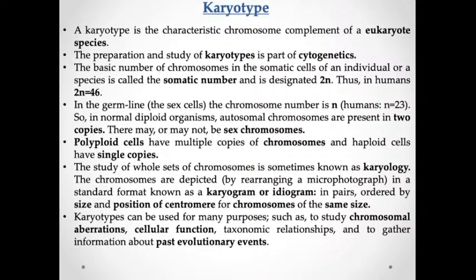So in normal diploid organisms, autosomal chromosomes are present in two copies and there may or may not be sex chromosomes. Polyploid cells have multiple copies of chromosomes and haploid cells have single copies. The study of the whole set of chromosomes is sometimes known as karyology. The chromosomes are depicted in a standard format known as a karyogram or ideogram, in pairs ordered by size and position of centromere for chromosomes of the same size. Karyotypes can be used for many purposes, such as to study chromosomal aberrations, cellular functions, taxonomic relationships, or to gather information about past evolutionary events.